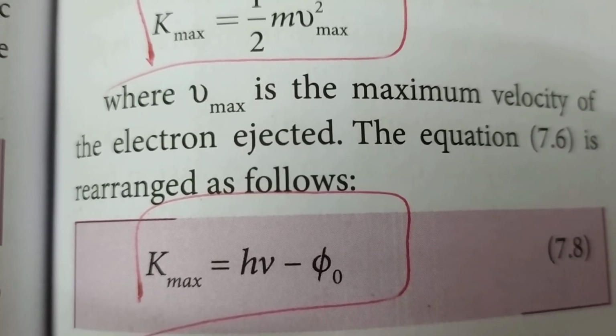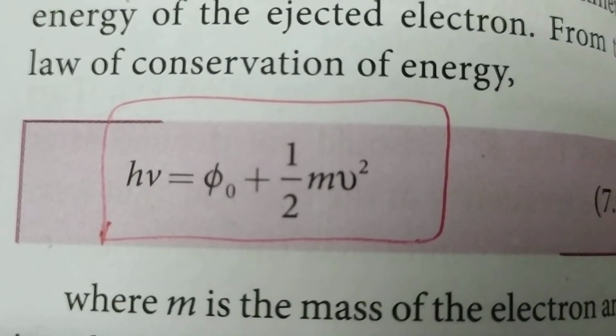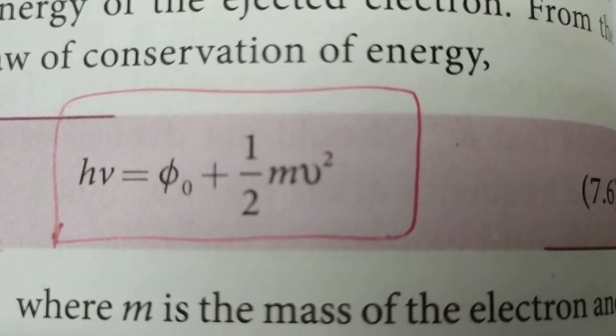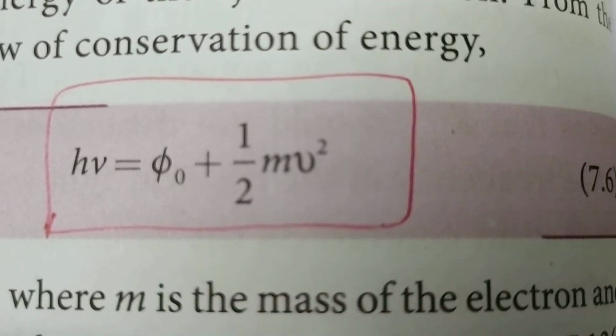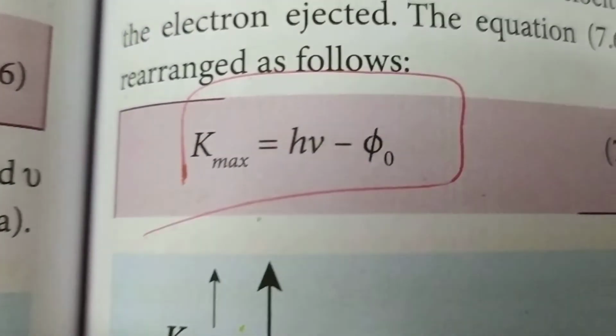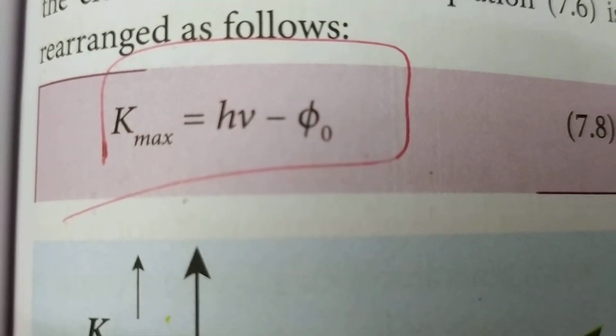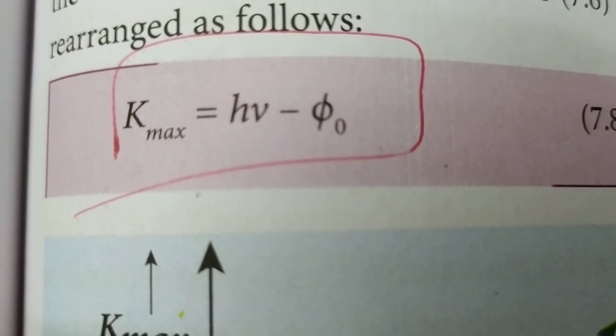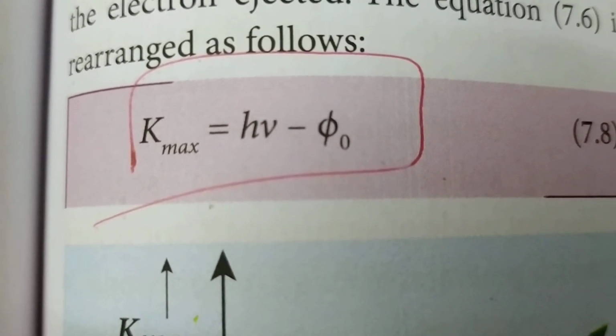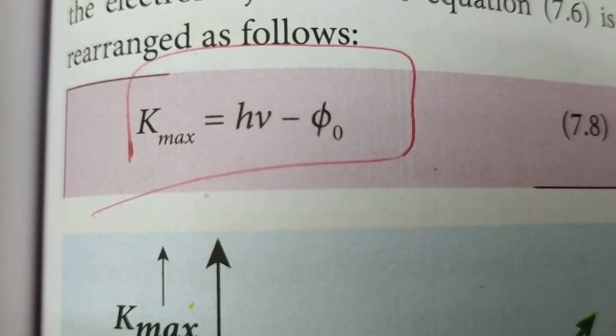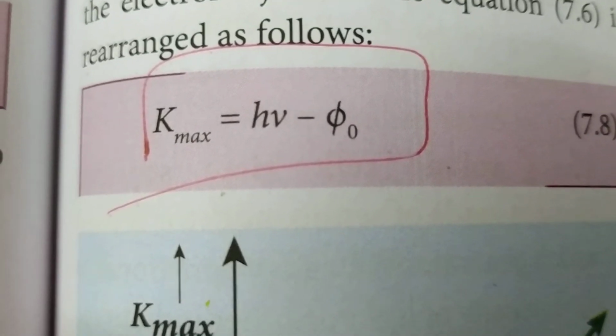So the kinetic energy half mv square in this equation will become h nu minus h nu naught. So here the kinetic maximum is equal to h nu minus phi naught, where phi naught is called the work function. So there are different forms of the photoelectric equation. There are three forms of Einstein's photoelectric equation.